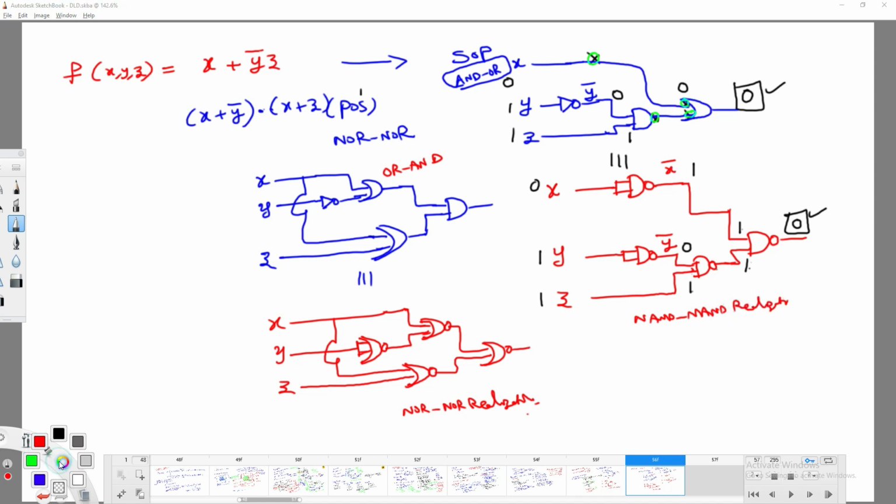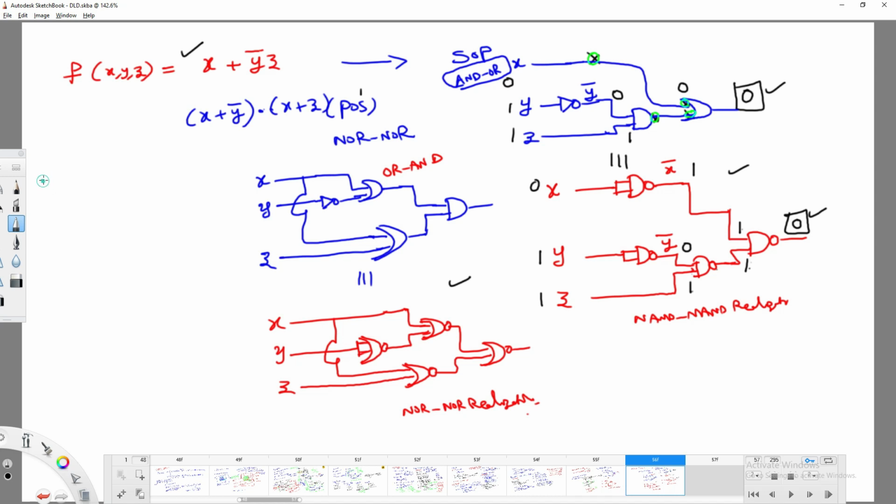NAND-NAND realization. NAND-NAND, right? Okay, fine. See, guys, if you observe, these are the various kinds of representations of the same function, right? This is one way of representation. Another way of representation is Venn diagrams, which I have already shown. Another way of representation is connected diagrams. And another way of representation is the truth table. This is for our understanding, the truth table, right?